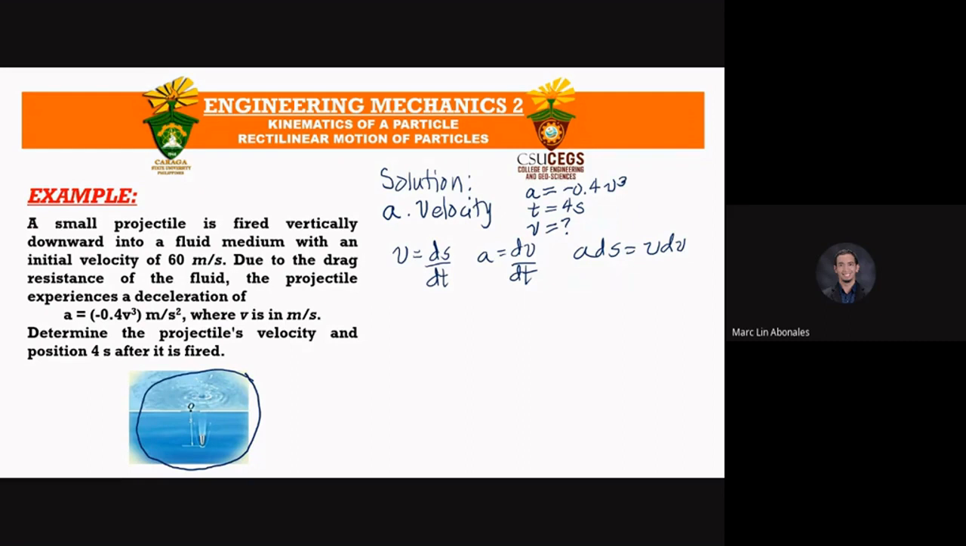By the way, we will choose the second equation to solve the velocity since it has the acceleration, the time, and the variable v, which is what we are looking for. So we choose the second kinematic equation, a is equal to dv over dt.